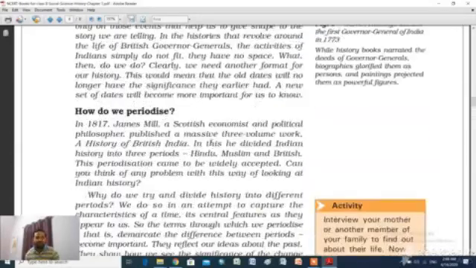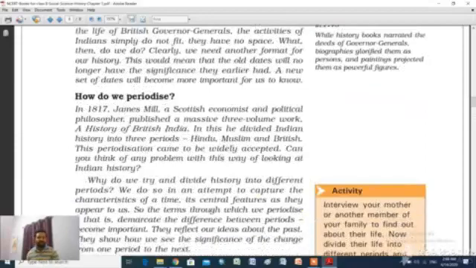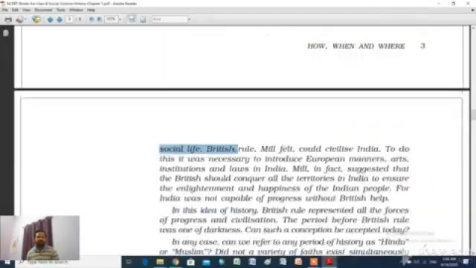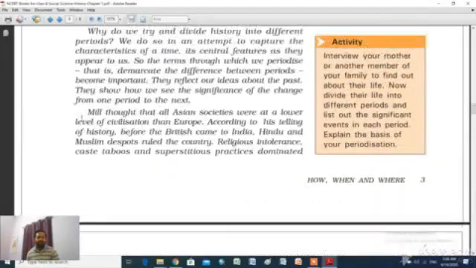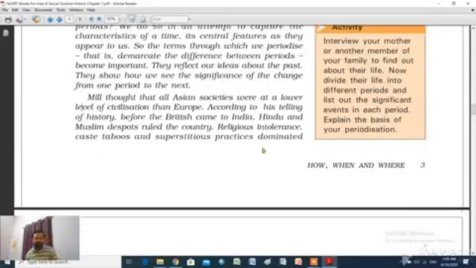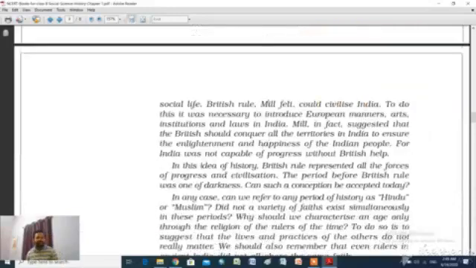So why did he divide Indian history into three categories: Hindu, Muslim and British? Here is the answer. He thought that all Asian society was suffering from old age taboo and religious intolerance. They fought each other before the British came to India. So that's why he used the terms Hindu, Muslim and British.